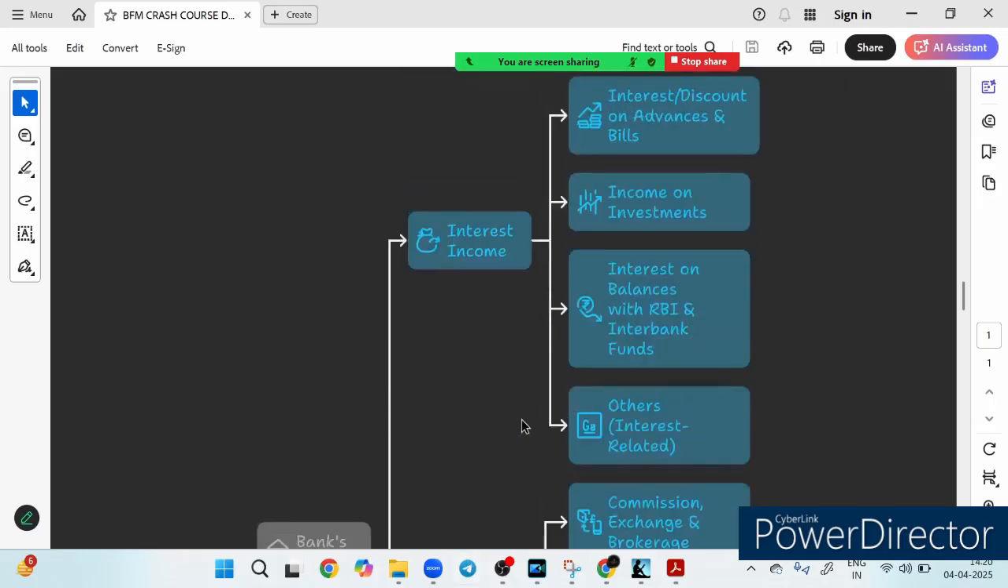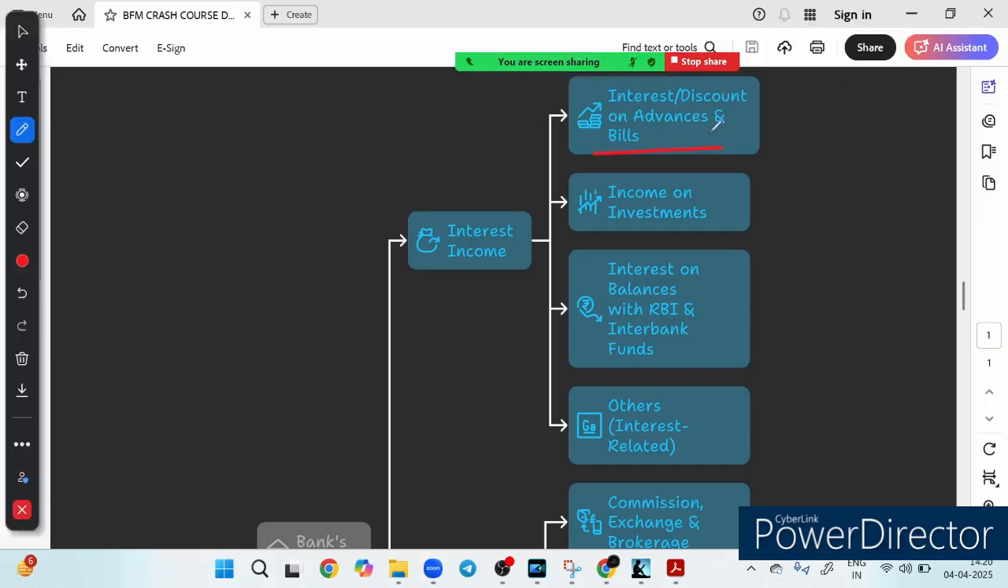So let's first see the interest income part, right? First of all, there is interest or discount on advances or bills. Basically, when a bank gives a loan or buys bills, they charge interest, which is their primary revenue stream. Then income on investment. Just now I told you that banks don't just lend money, they also invest in securities. Then interest on balance with RBI and interbank funds, which means that just like we earn interest on savings, banks earn interest on their deposits with the RBI and other banks. Then some other interest related activity like different financial statements. Simply put, banks borrow at a low rate and lend at a higher rate. This gap is how they make the money.